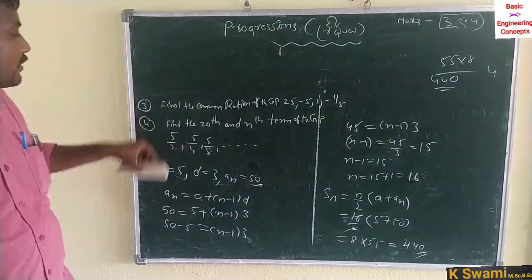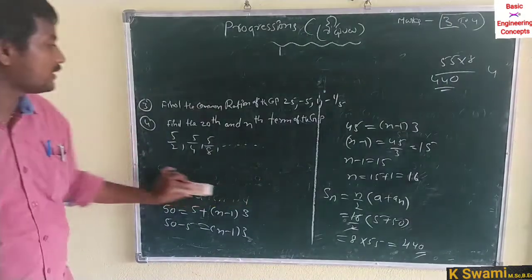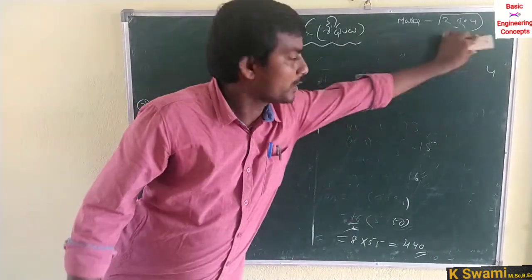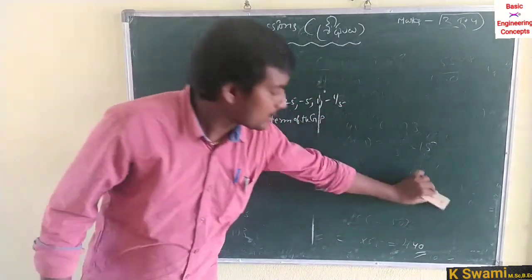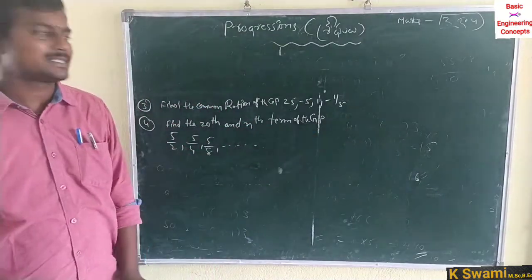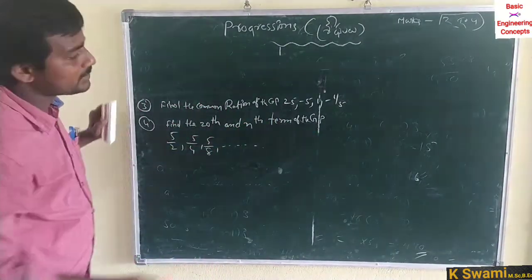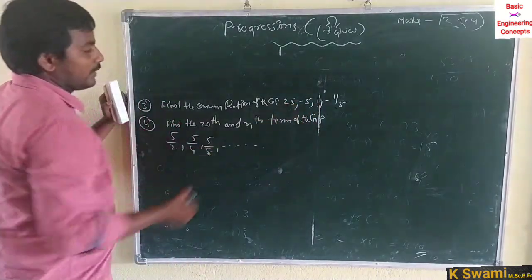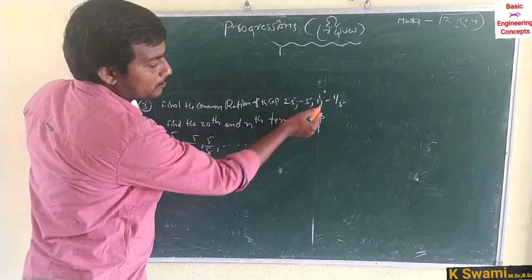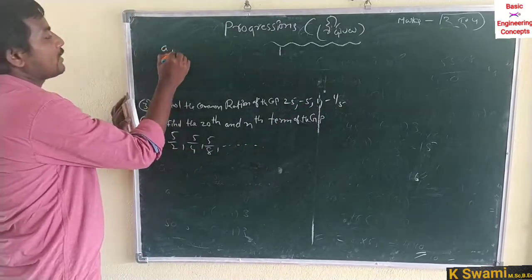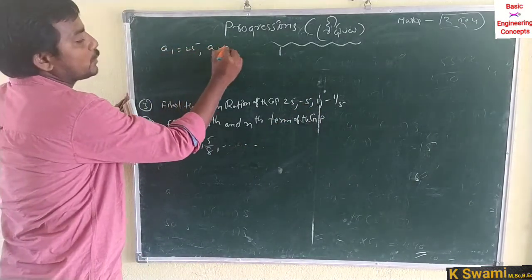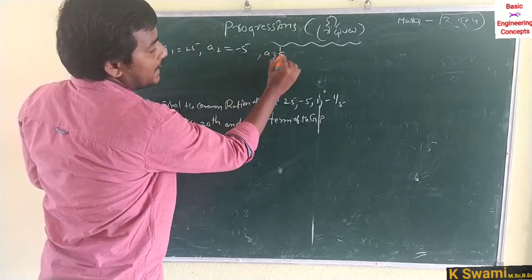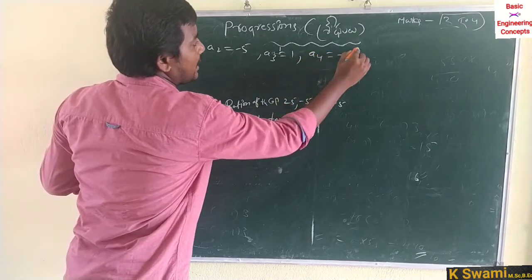GP. So the first problem: find the common ratio of the GP. Very simple. We know that common ratio means the second term by the first term. How many terms in the given series? 4 terms: 25, minus 5, 1, minus 1 by 5. A1 is equal to 25, A2 is equal to minus 5, A3 is equal to 1, and A4 is equal to minus 1 by 5.